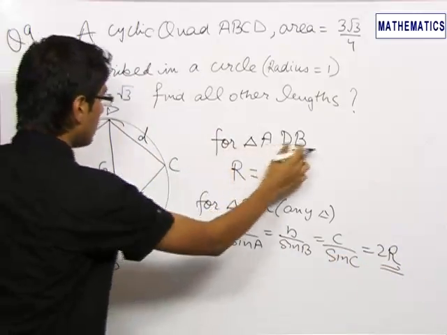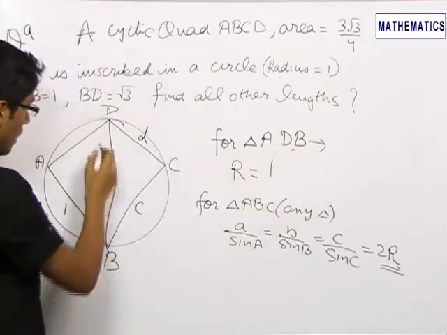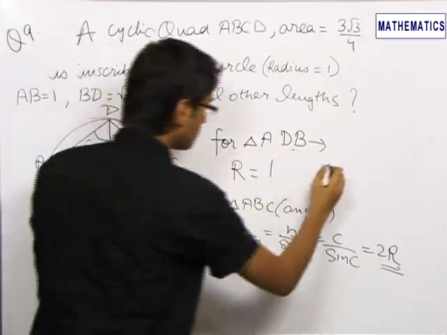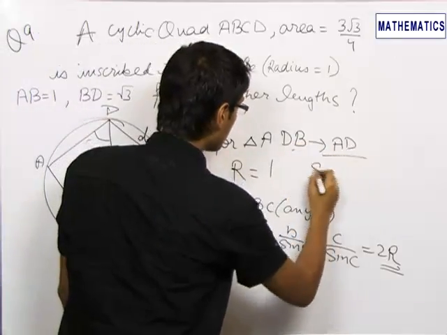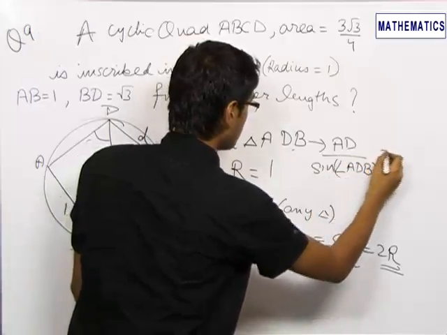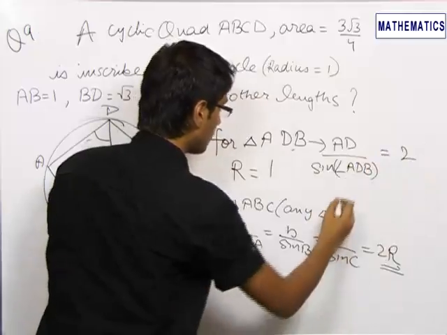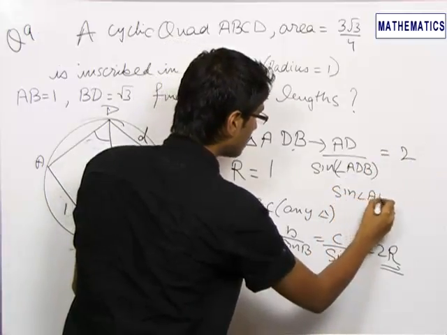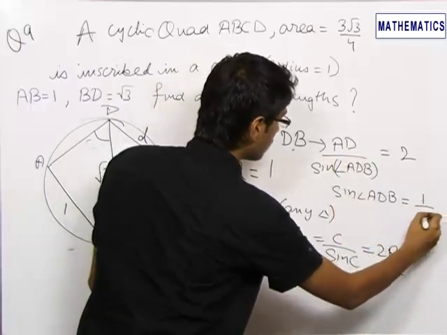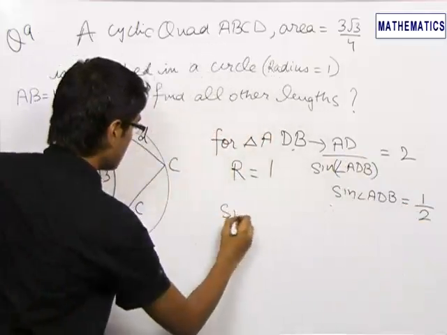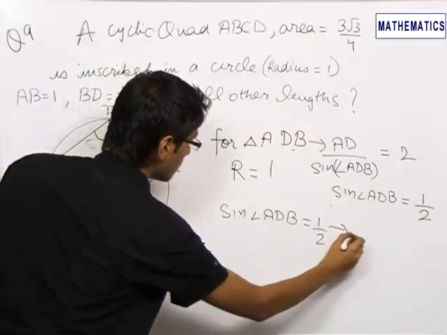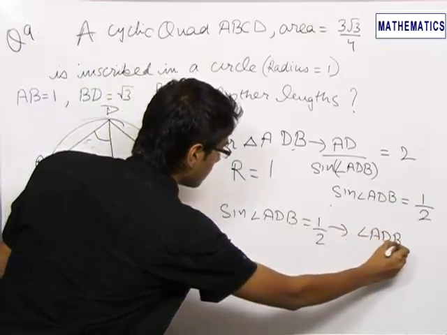So for triangle ADB, AB upon sin D equals 2R, AD upon sin of angle ABD equals 2R, which is equal to 2. So sin of angle ADB equals AB, which is 1, over 2, so this is equal to half. So sin of angle ADB equals half gives angle ADB equals 30 degrees.